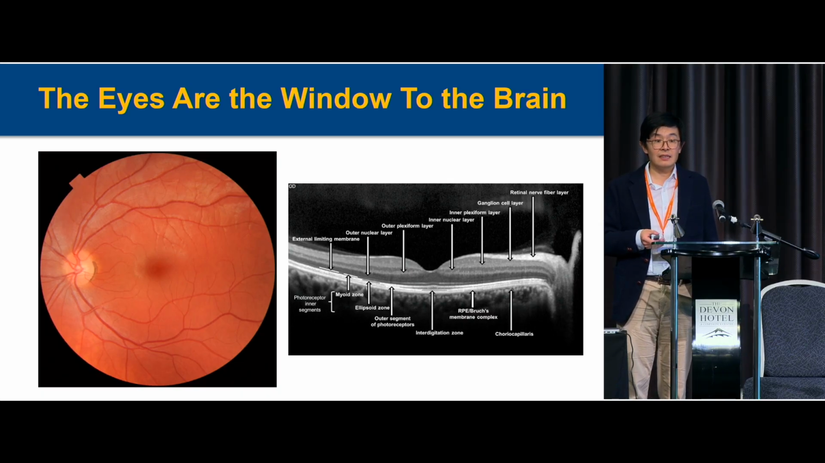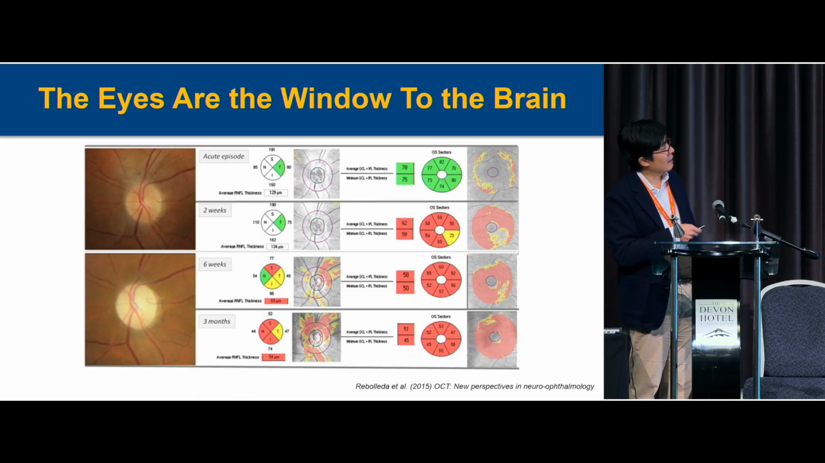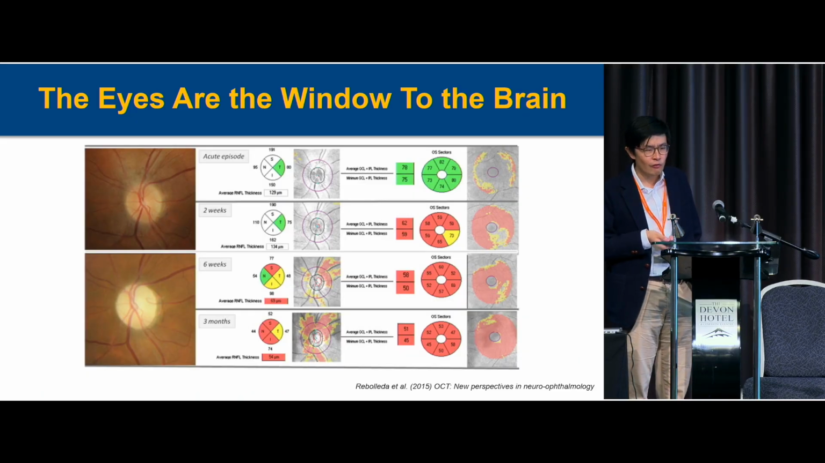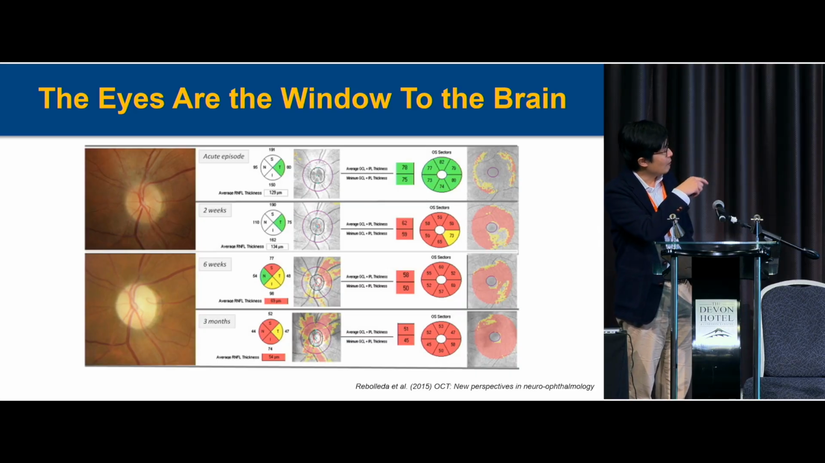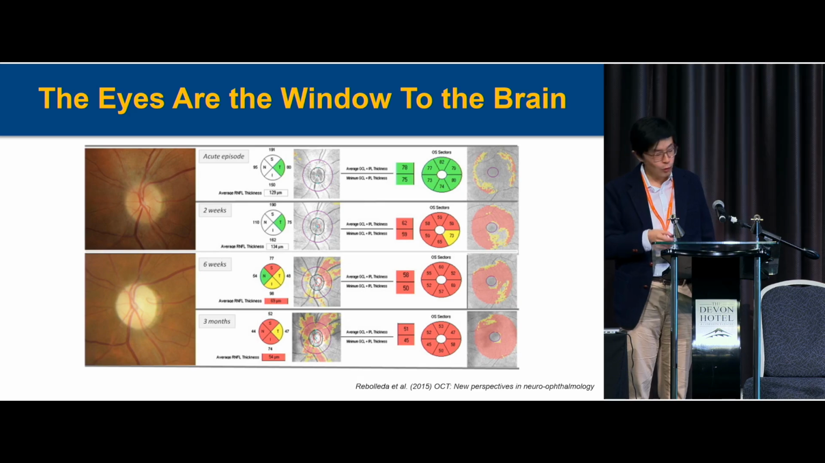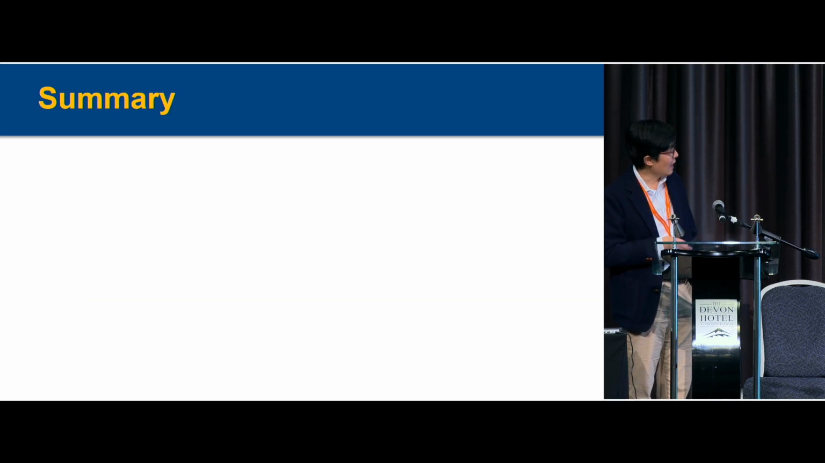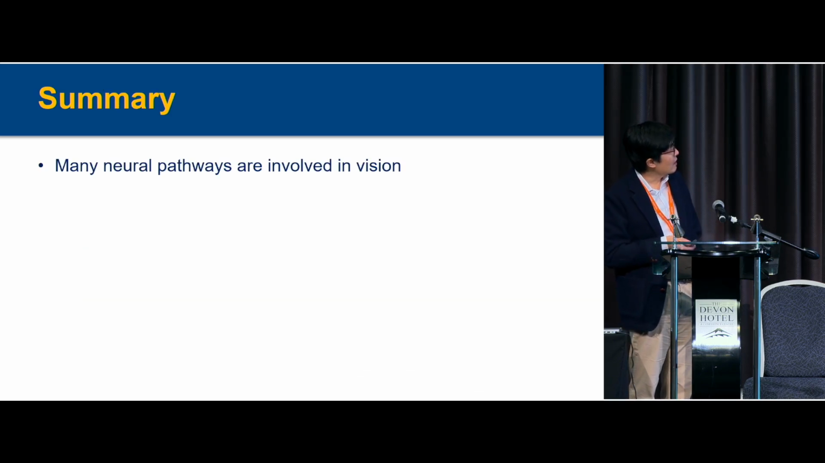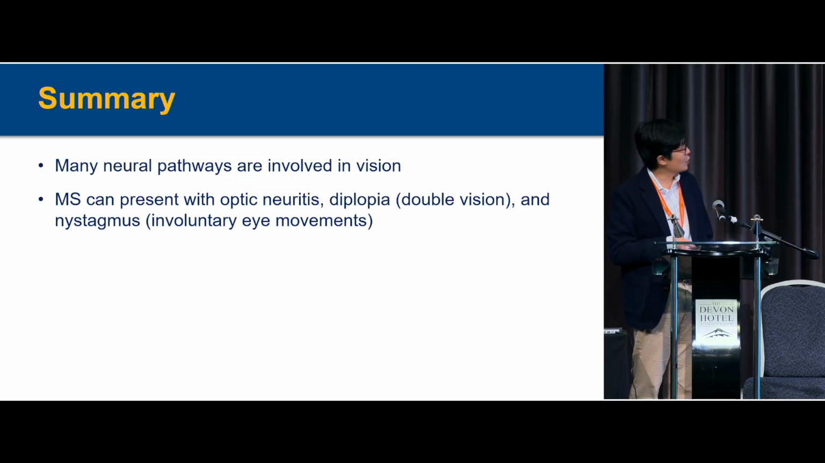can also lead to thinning of those wires in the front of the eye, and we can actually measure those there like this. So you can see at the top panel, the green is lots of healthy nerve fibers, and gradually over time, it becomes all red when people lose those wires at the back of the eye as well. So in summary, there are many neural pathways involved in vision.